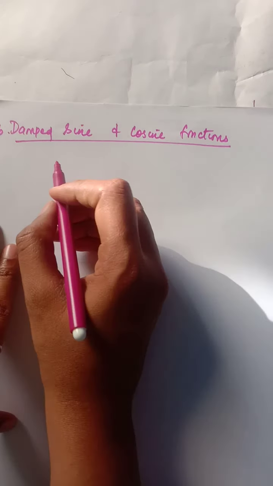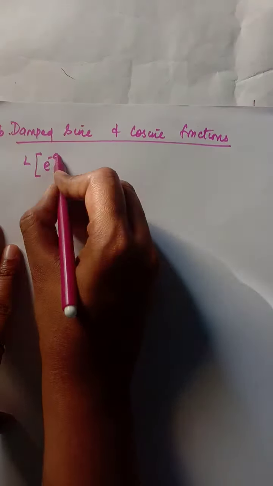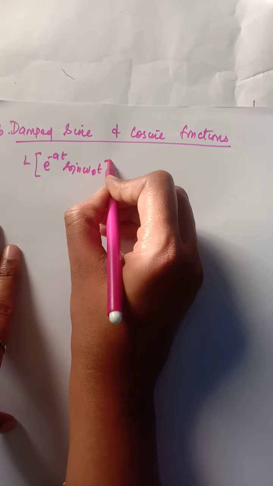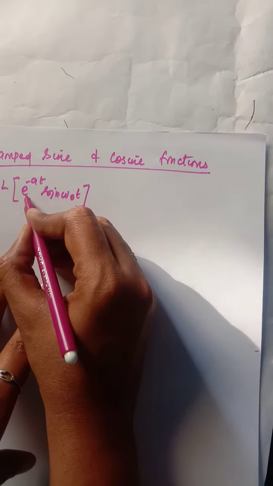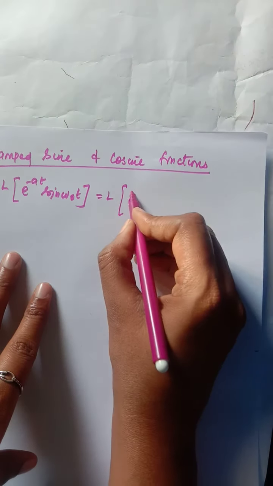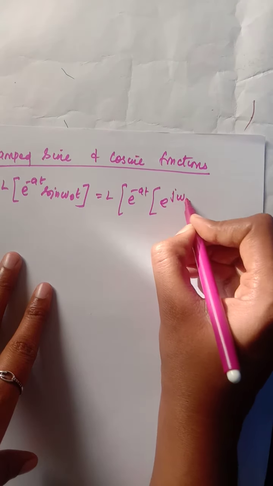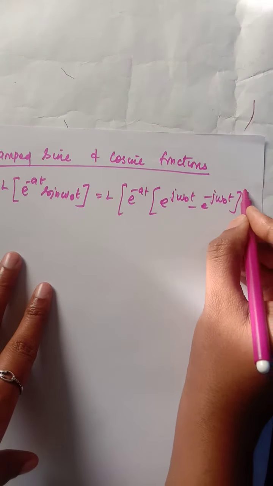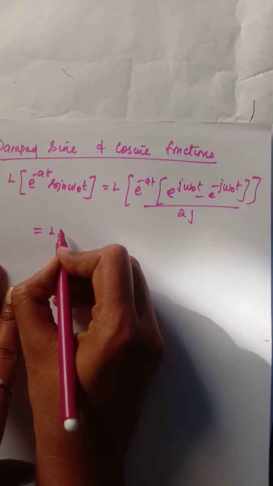Next one is the damped sine and cosine function. Damped is nothing but multiplying with the exponential function. Now I am going to perform it for sine omega naught t. That is the sine function, and this one is the exponential, so it is a damped function. So here, the Laplace transform of e power minus at times sine omega naught t. Apply the formula: e power j omega naught t minus e power minus j omega naught t, divided by 2j. Now take the Laplace transform of this.